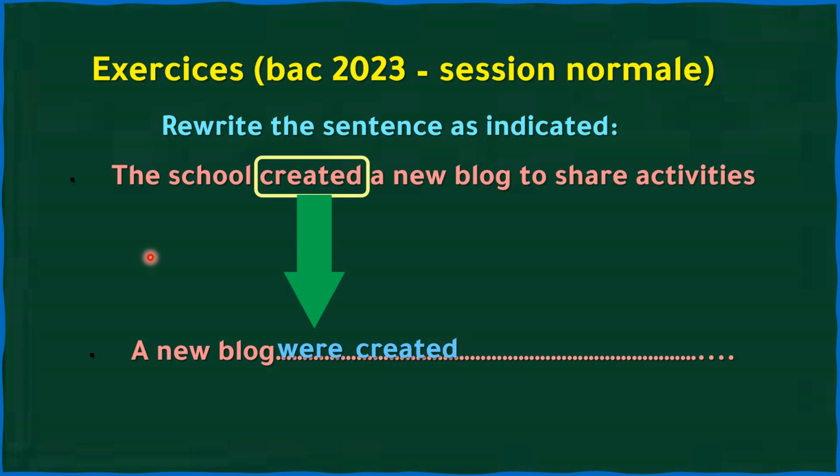It is a regular verb. Grace, my Superman, Marwan, you are the leader. Congratulations. So a new block were created by what? Were created to share activities. Here, as you see, by doesn't exist. So it is optional. We can add it, we can drop it. You have the choice. Okay, good.